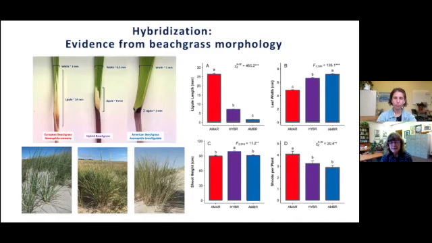So it has some characteristics that are intermediate in morphology and some that are actually what you might think of as hybrid vigor, like they're actually beefed up compared to the two parent species. Next slide.